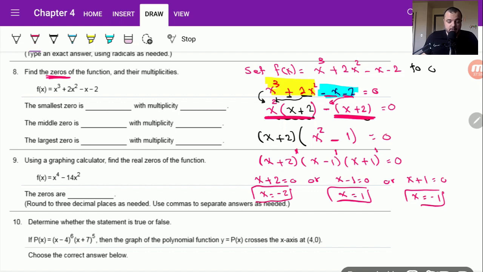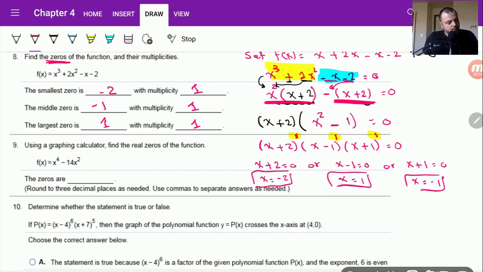And the multiplicities, we have only one of them in each, because each factor is raised to the power of 1, right? So this is 1, this is 1, this is 1. We have only 1 zero from each of these factors. So the smallest zero is negative 2 with multiplicity of 1, then negative 1 with multiplicity of 1. Then the largest zero is 1 with a multiplicity of 1. Okay.